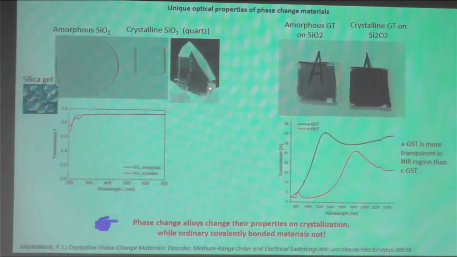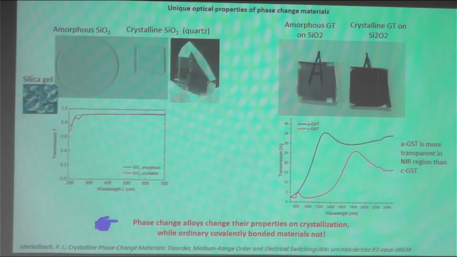So it can exist in both forms. You see here a single crystal found in nature. It's also transparent. And this is silica gel, these small balls. These are amorphous, and these are also transparent.